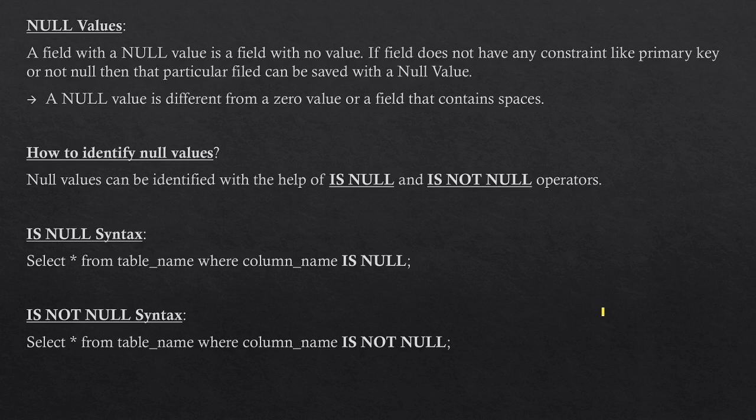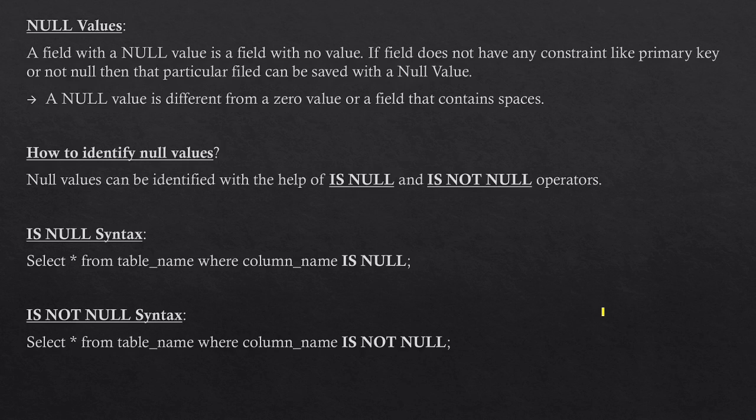If I have 0 in a particular field and null in a particular field, both of these are different from each other, as 0 is also a value, which means I have 0 as a value for that particular field. But whenever I am leaving it blank, that particular field is null and it does not have any value. So how to identify null values?